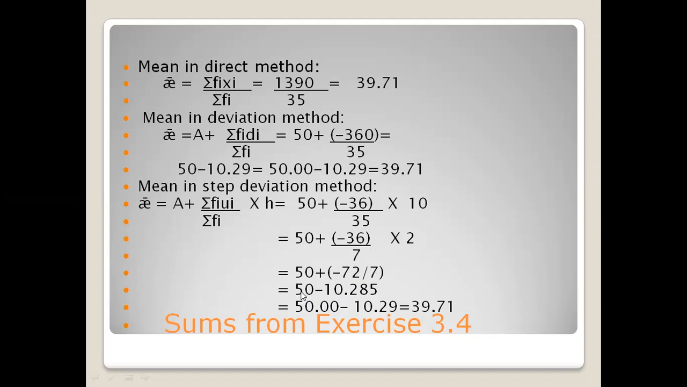Here we are getting 50 minus 10.285, three decimal digits. So you see here the third decimal place is 5. I said if it is 5 or more than 5, you have to add 1 to the previous decimal place. So cancel 5 and add 1 to 8. So you'll be getting 50.00 minus 10.29, that is equal to 39.79.